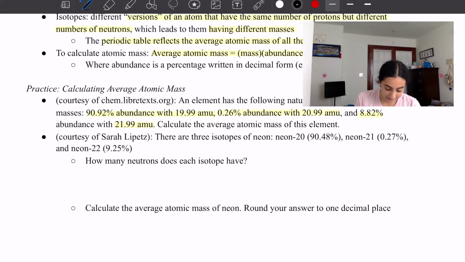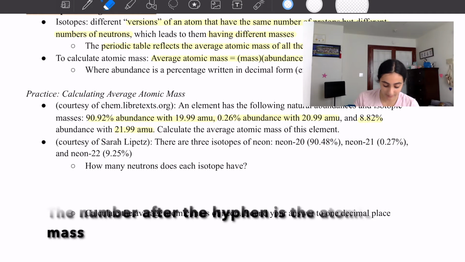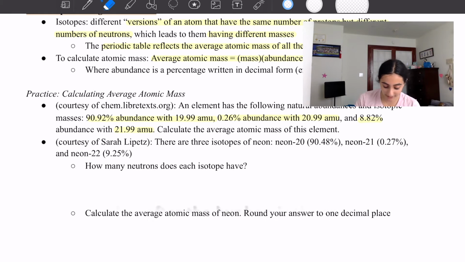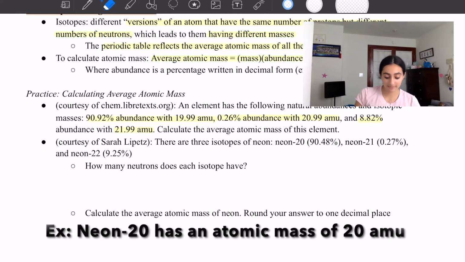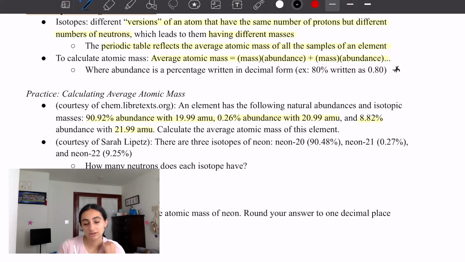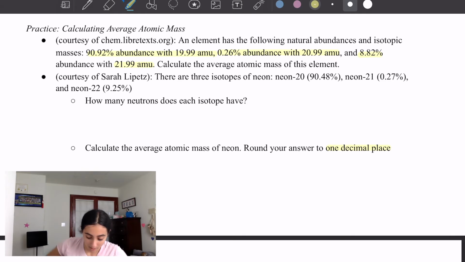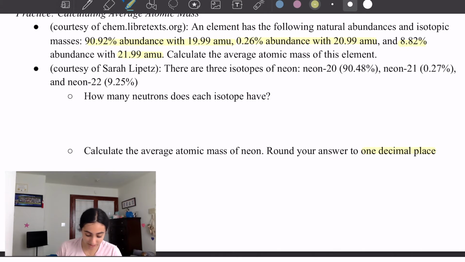So there are 3 isotopes of neon: neon 20, neon 21, and neon 22. How many neutrons does each isotope have? And calculate the average atomic mass, rounding your answer to 1 decimal place. The information that you're given when finding average atomic mass can vary, but with chemistry, it's just important that you know the basic way to solve the problems, and then you're usually able to apply it to different kinds of problems. Okay, so how many neutrons does each isotope have?